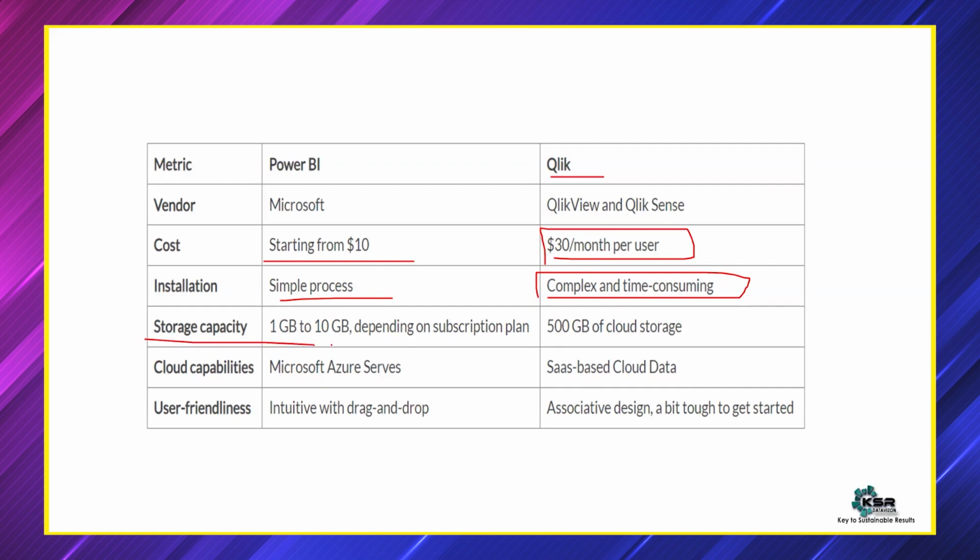Now, storage capacity. This is only for Pro. If you're using a premium, it will go to 100 TB also. Now, you have to make sure what kind of storage, what kind of license you're using. Click, okay, accepted. It is giving you 500 GB of cloud storage, but installation is way more complex. That is where one drawback is there.